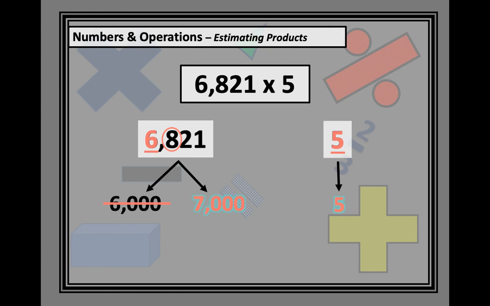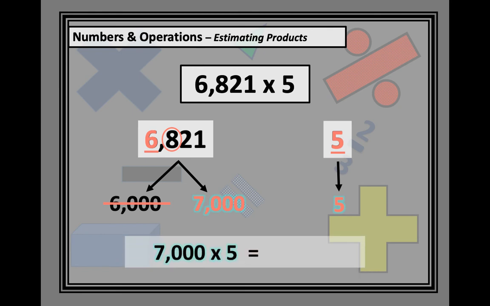So for this problem, for my estimate, I'm going to try to calculate 7,000 times 5. So remember, do that basic problem, do your 7 times 5, and then think about place value. 7,000 times 5 should be 35,000. I want to add on those placeholder zeros. So I know for my original problem, 6,821 times 5, my answer should be close to 35,000. I know the actual answer is going to be a little bit smaller because I rounded up.